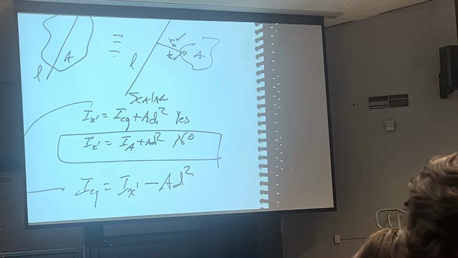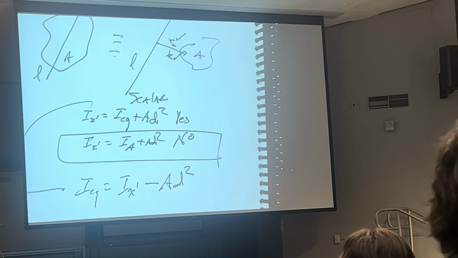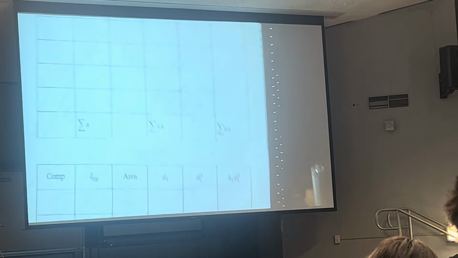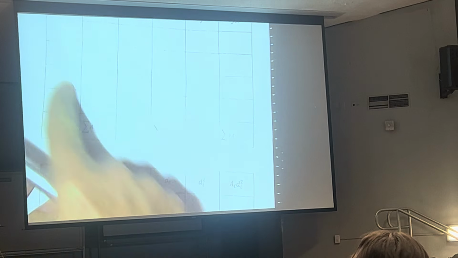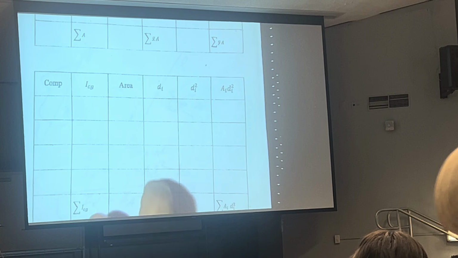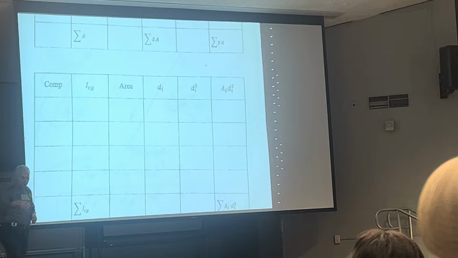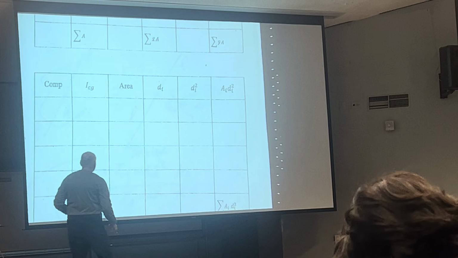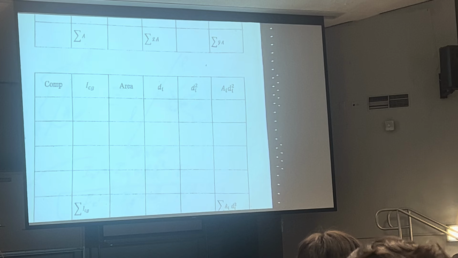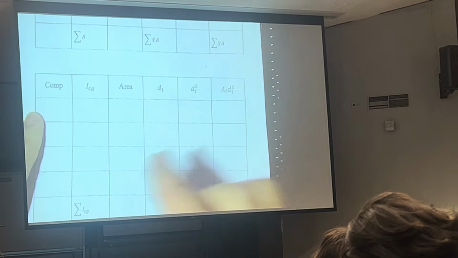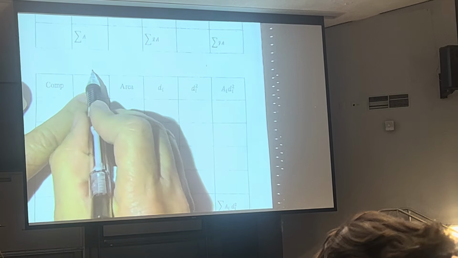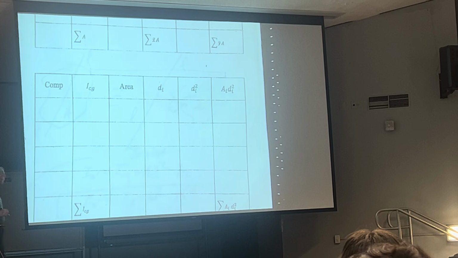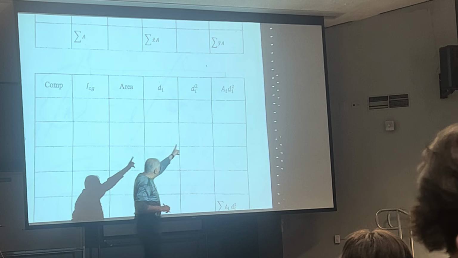Now, I told you to please download this sheet that's in Canvas. This is going to be your centroid calculation. The bottom piece is going to be your area moment of inertia calculation. If you look real closely in this table, what you'll see is I CG and A d squared. The second column is I CG, the last column is A d squared.